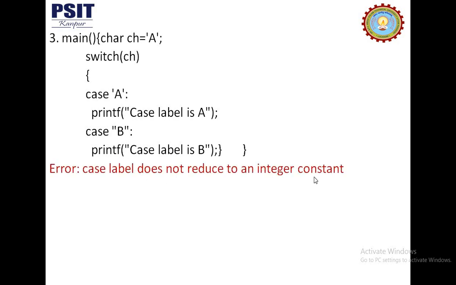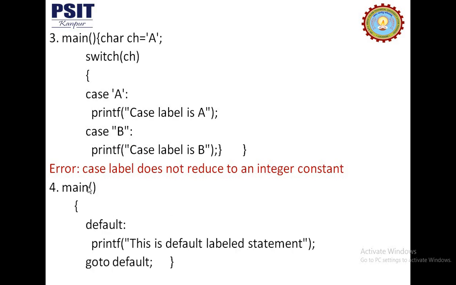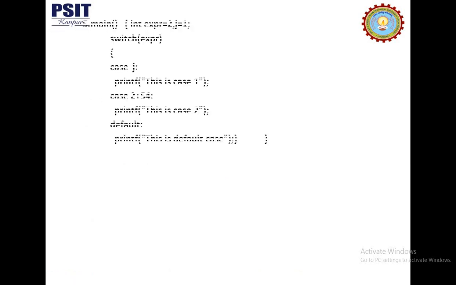Case label does not reduce to an integer constant, because "b" is a string and it cannot be reduced to an integer constant. Then go to the next one. Here in this next code I have used default, but you know that all these keywords, case, break, default, are only valid within the switch body, but here there is no switch body, so it is an error. Without switch, default cannot be used. So these were all the programs related to switch.